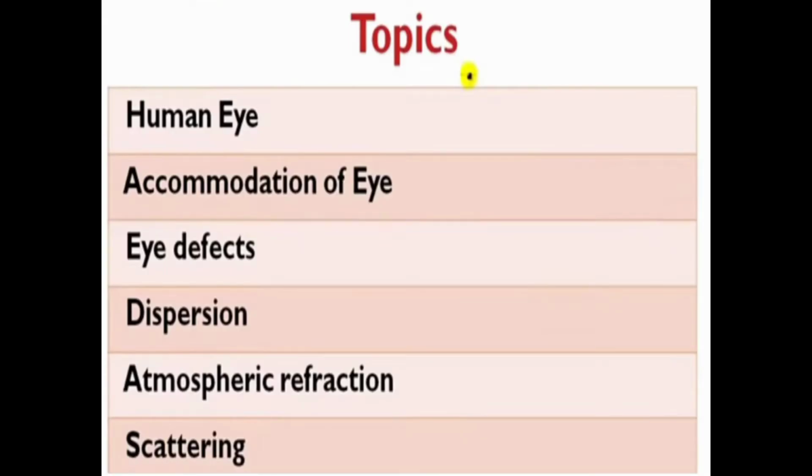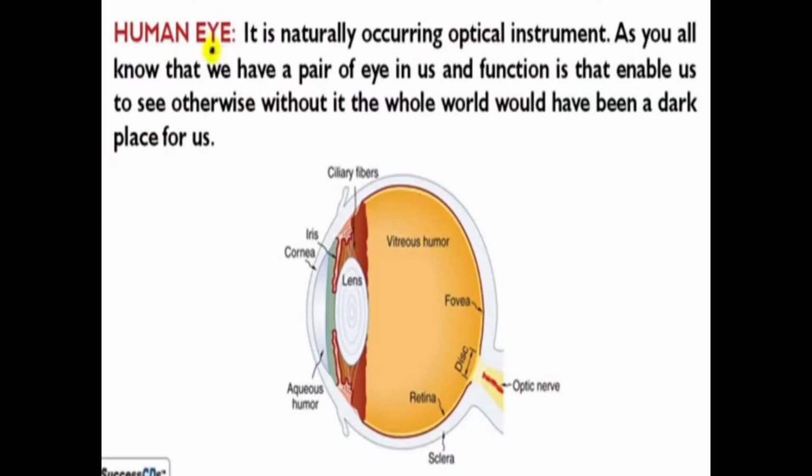So, the topics which we are going to cover in this chapter are human eye, accommodation of eye, defects, dispersion, atmospheric refraction and scattering. So in today's session we are going to cover two topics, human eye and accommodation of eye. So let's proceed further.